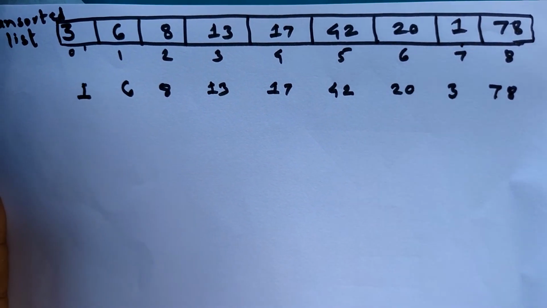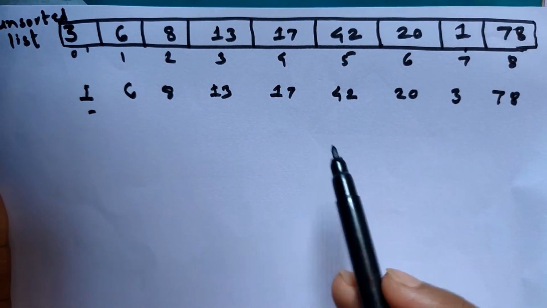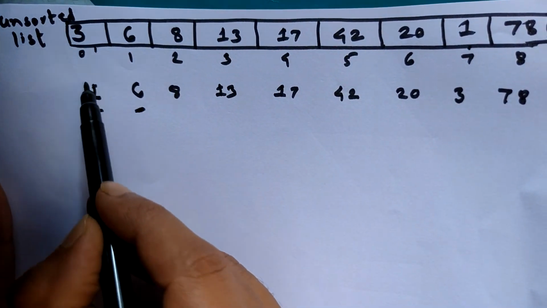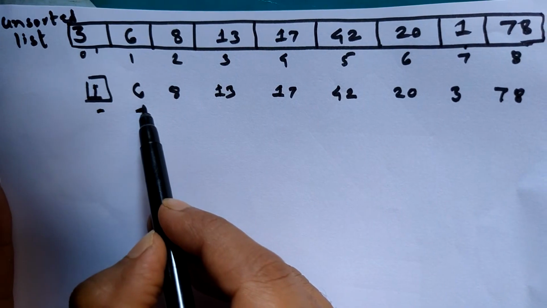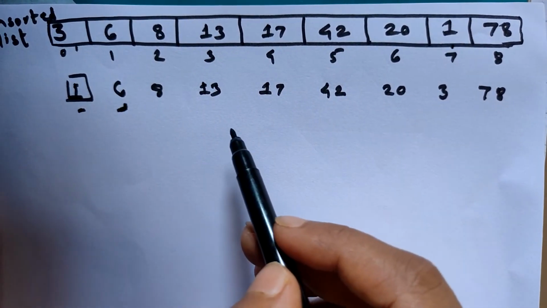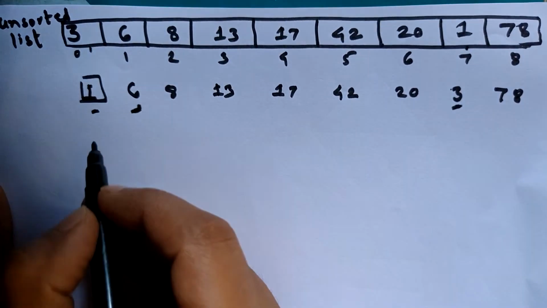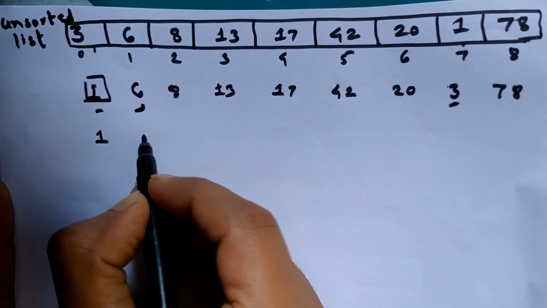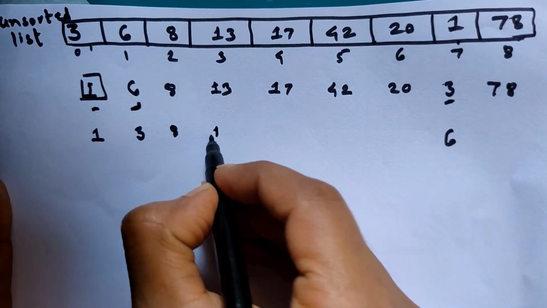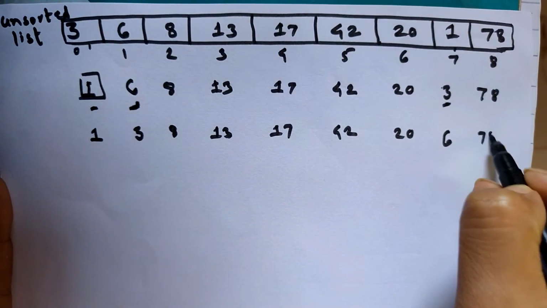Okay, then what? This one will get fixed. Now the first element will be 6, not 1, because the 1 position is fixed here. Now the sixth element is the first element, and which is the minimum value in this list? It is 3. Okay, so replace it with 3. 1, 3 here, 6 here, 8, 13, 17, 42, 20, 78.